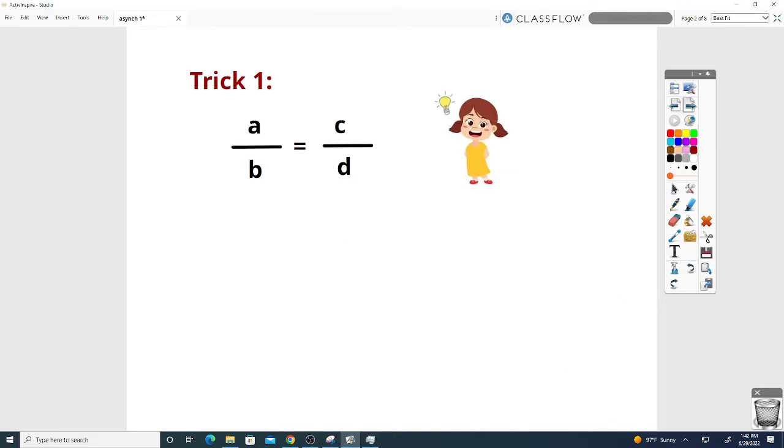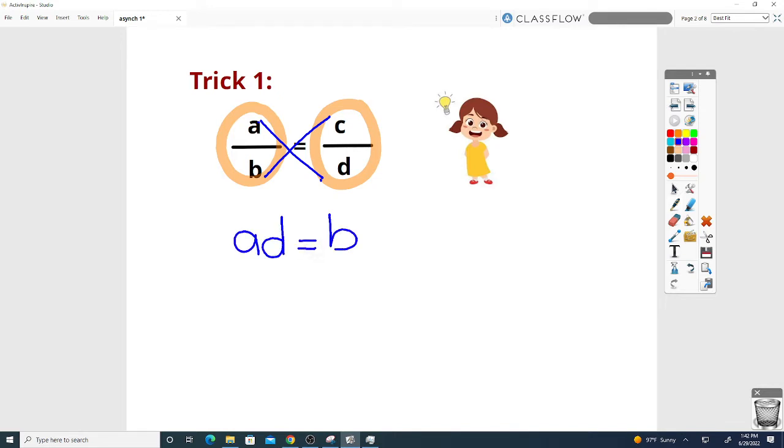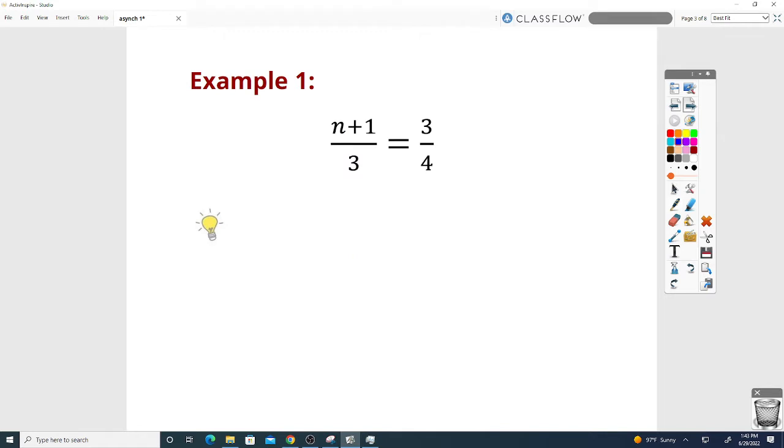Trick number 1. If you have a fraction equal to another fraction, then you can simply solve this kind of equation using cross multiplication. That is, you multiply a by d, and this is going to be equal to bc. ad equals bc. And then of course you can continue working on the equation using algebra. Let's look at example number 1.